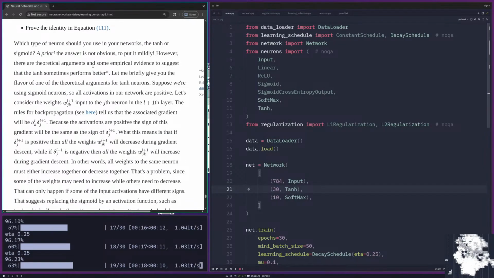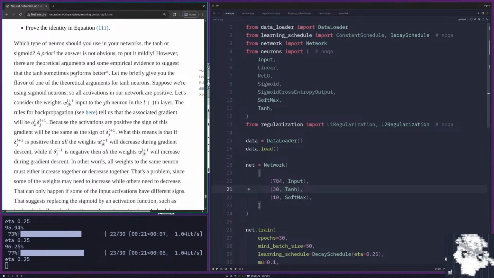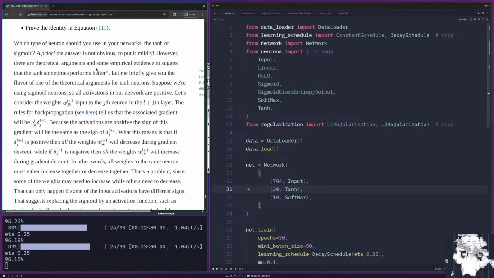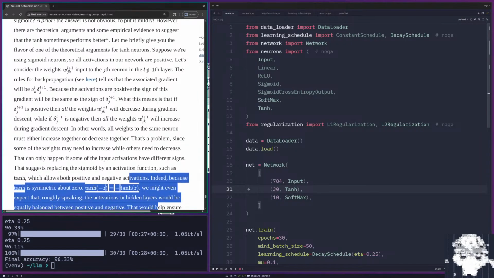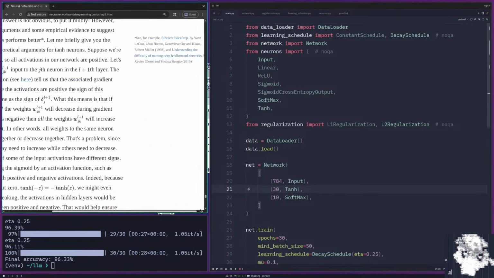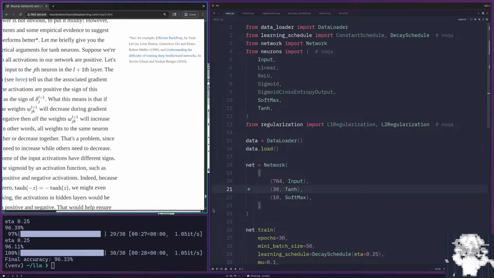Which type of neuron should you use in your networks, the tanh or sigmoid? A priori, the answer is not obvious, to put it mildly. However, there are theoretical arguments and some empirical evidence to suggest that tanh sometimes performs better. Footnote. See, for example, Efficient Backprop by Yann LeCun, and Understanding the Difficulty of Training Deep Feed-Forward Networks by other people.